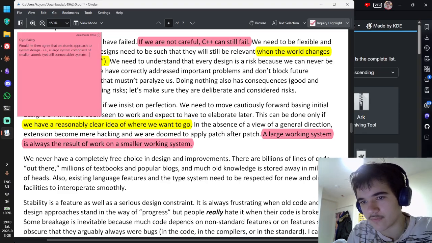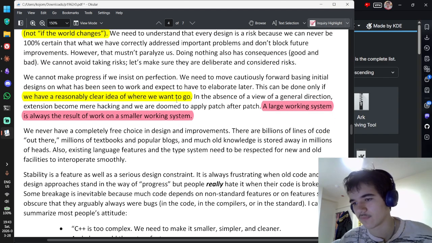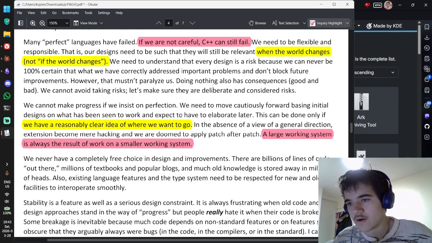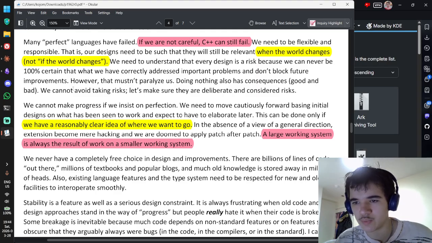We cannot make progress if we insist on perfection. We cannot avoid taking risks. Yeah. So my question is then, how?